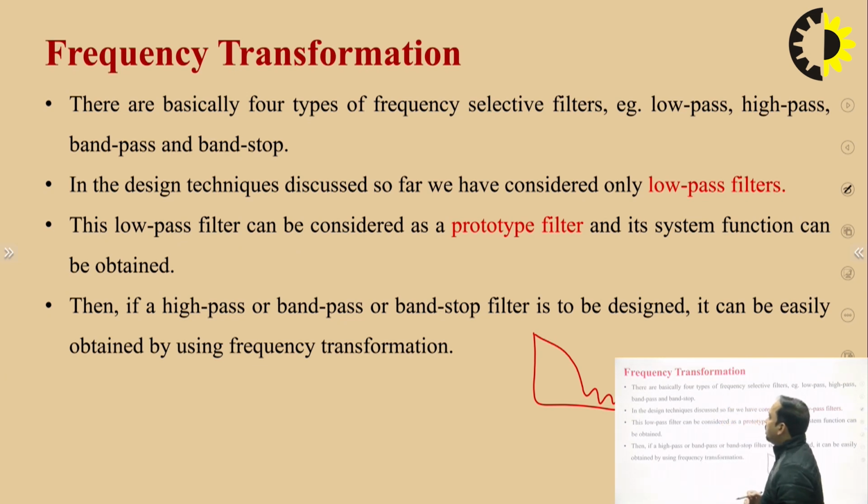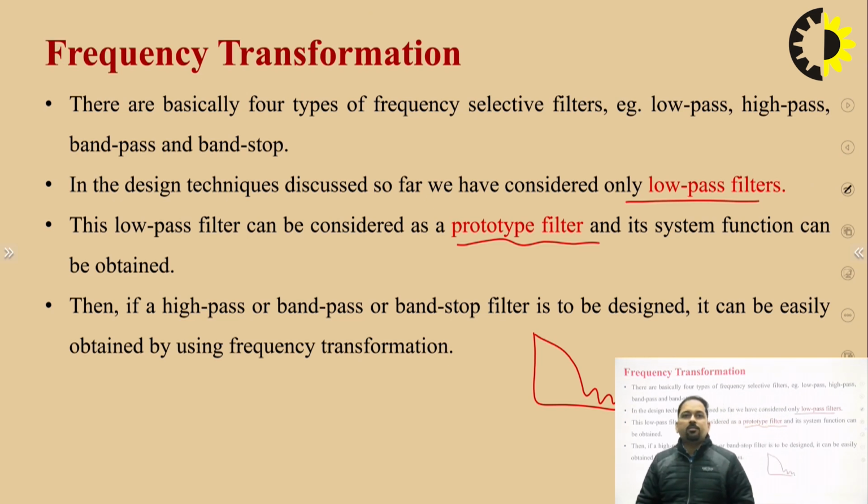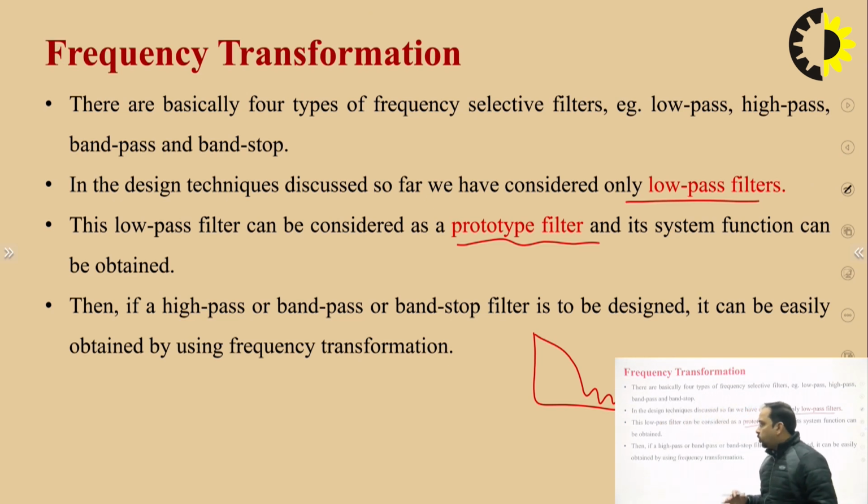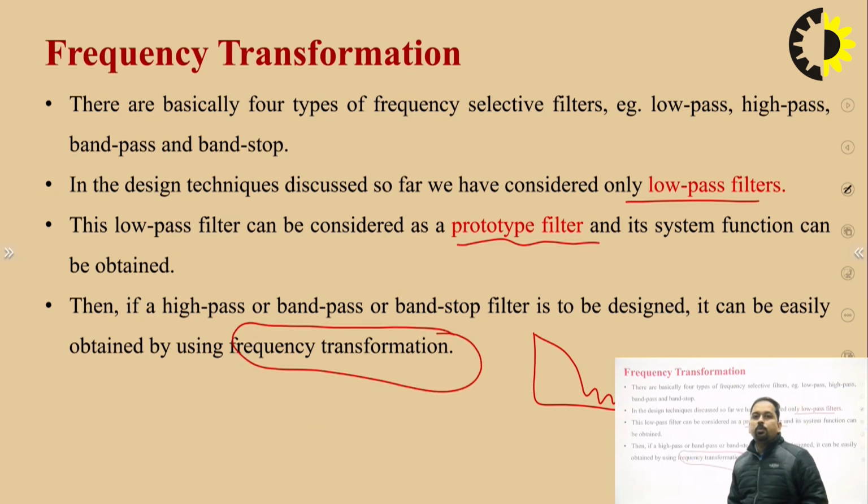So we can say that basically we have 4 different types of filter. We are already aware. We have low pass filter, we have high pass filter, we have band pass filter, and we have band stop filter. So in the design technique we have discussed so far, we are only designing a low pass filter, and that low pass filter is nothing but known as the analog prototype low pass filter, or the system function H(z). So if a high pass or a band pass or a band reject filter need to be designed, then we'll be utilizing the approach which is called as frequency transformation approach.